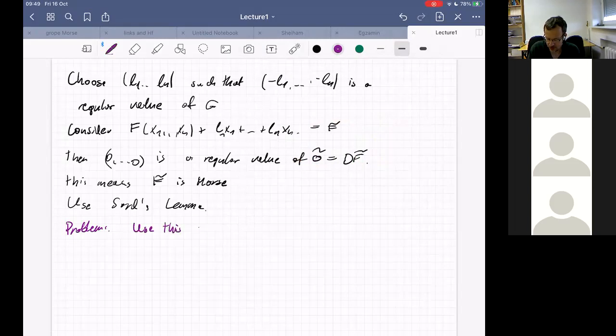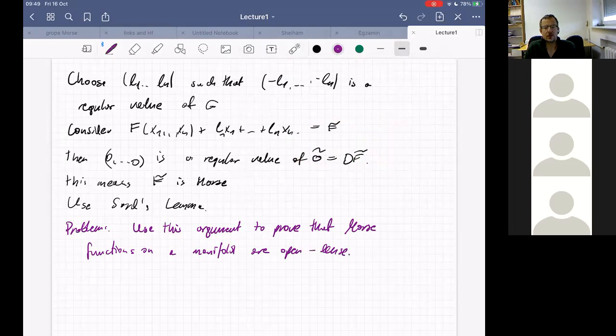Use this argument to prove that Morse functions on a manifold are open dense. I will add it to the problems for classes. On the webpage there are problems for classes, and I will gradually update it, also adding problems that arise during the lectures that I never thought before were important. So this will be added to the proof. It really requires some attention, and it's pretty technical.